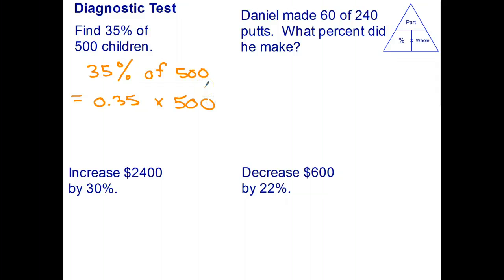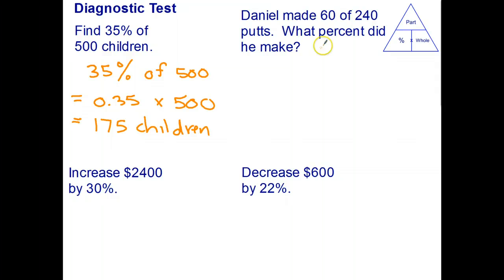I'll just do that one on a calculator to make sure I've got it correct. So 0.35 times 500 is 175 children. So that's the first one. It's just part equals percent times whole, and the percent has to be written as a decimal.